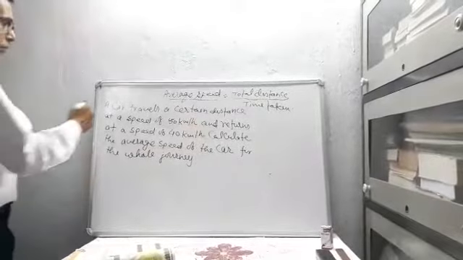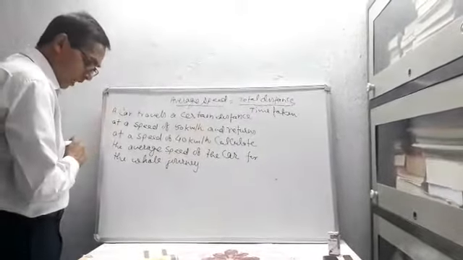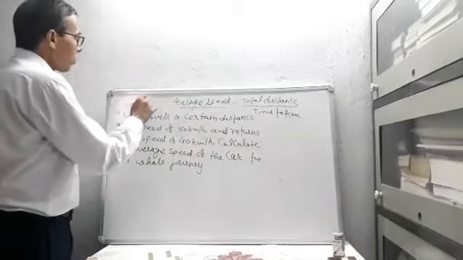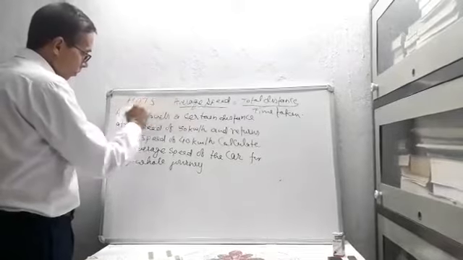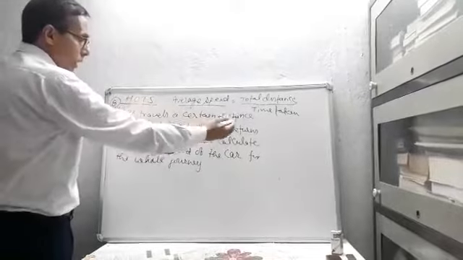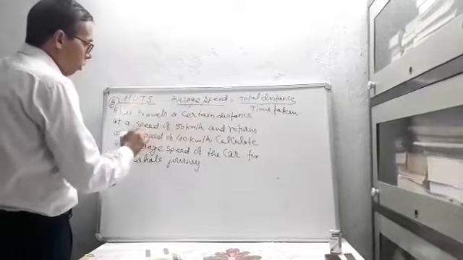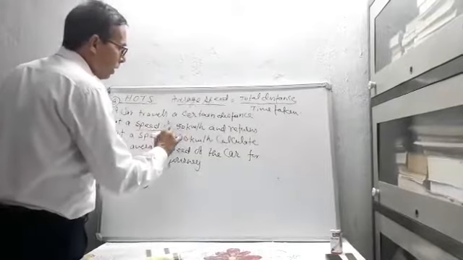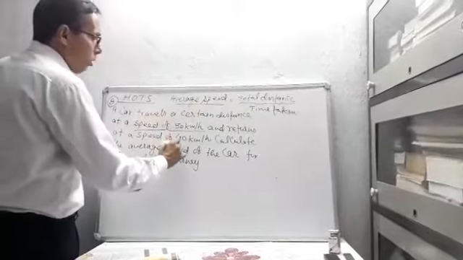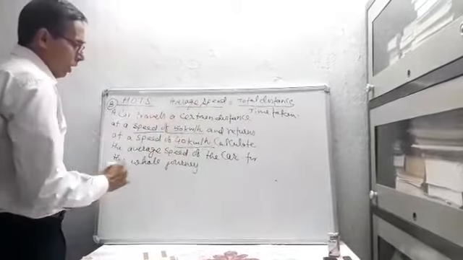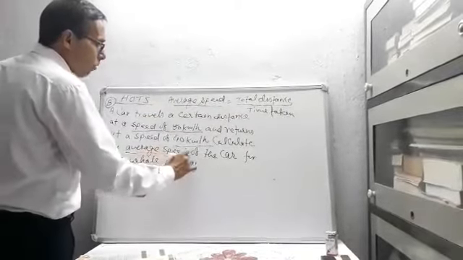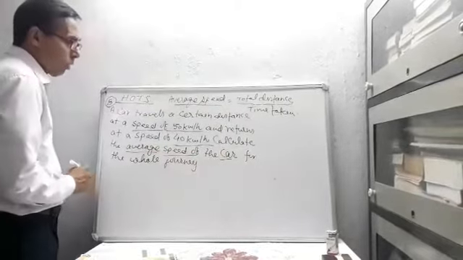This is question number B, a hot question. A car travels a certain distance at a speed of 50 km per hour and returns back at the speed of 40 km per hour. Then we have to find the average speed of the car during the whole journey.